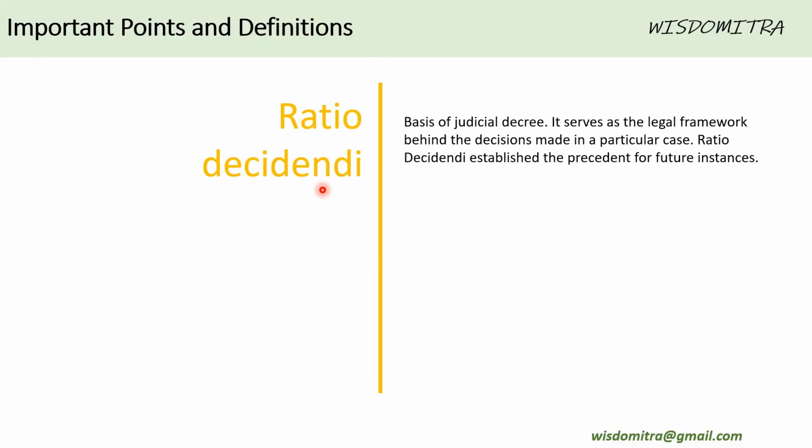Next is ratio decidendi, a basis of judicial decree. Basically, it means the legal framework behind the decision made in a particular case. This is that part of decision of the court that is considered to be a precedent, that's considered to be a base for any further cases that are happening in that situation.